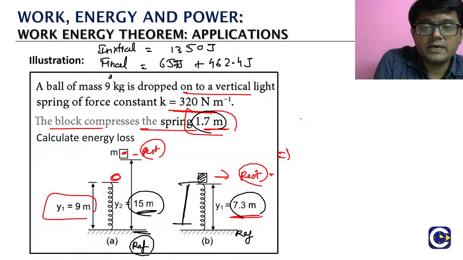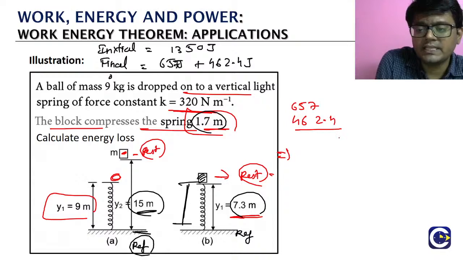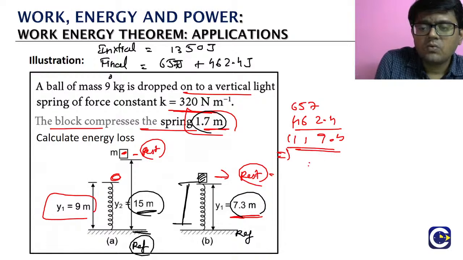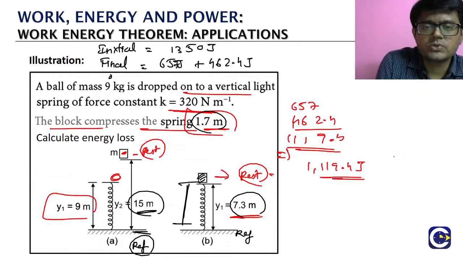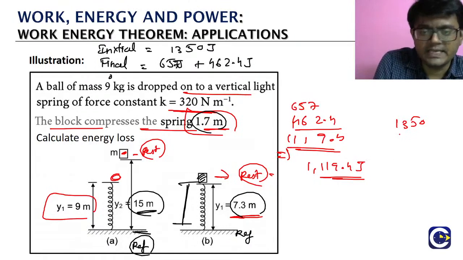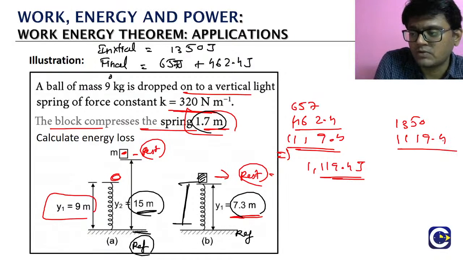Okay, so பாருங்க 657 plus 462.4, 1119.4 joules. So 1350 லேந்து we have to subtract this amount, right? Initial லேந்து we have to subtract the final, 1119.4 நம்ம subtract பண்ணனும். Subtract பண்ண என்ன வரும் நமக்கு?